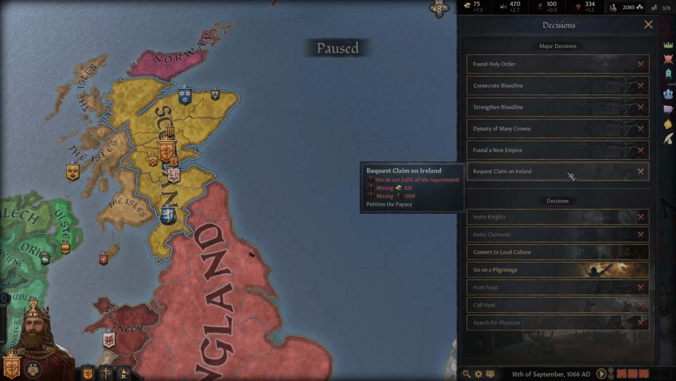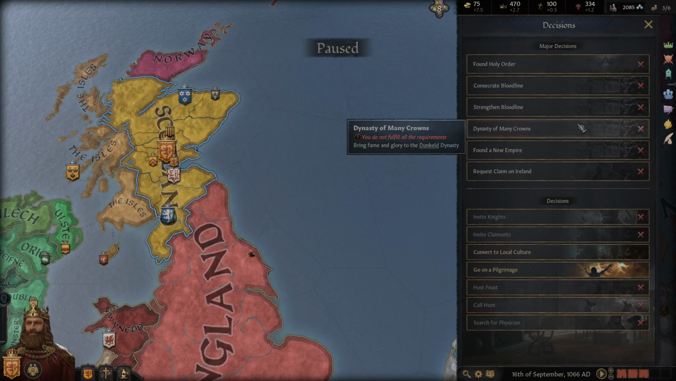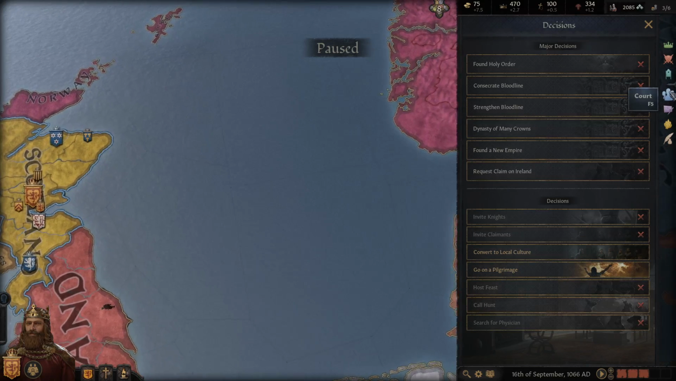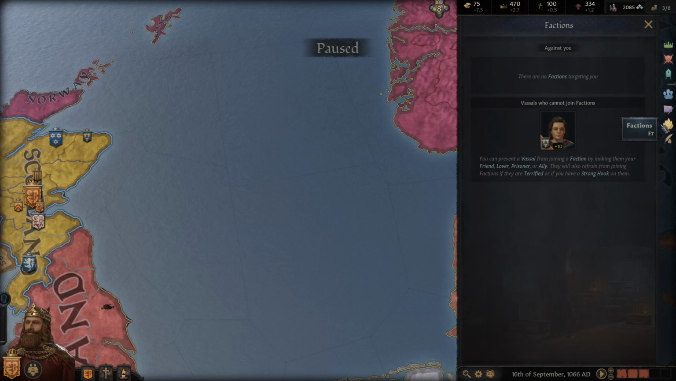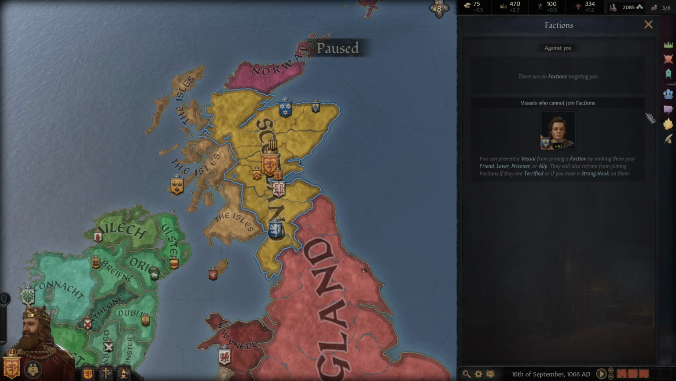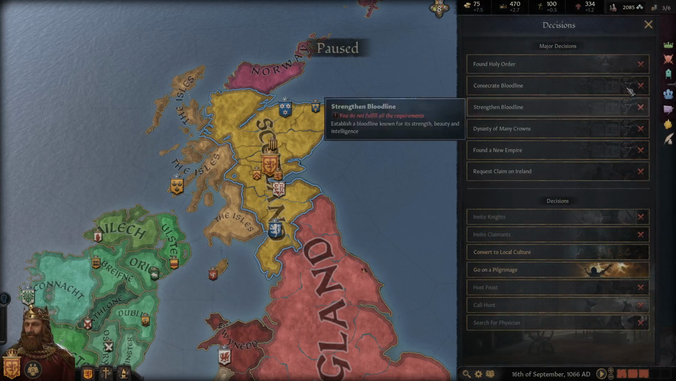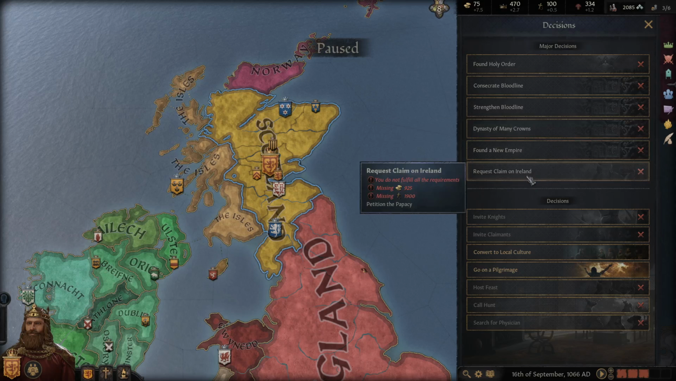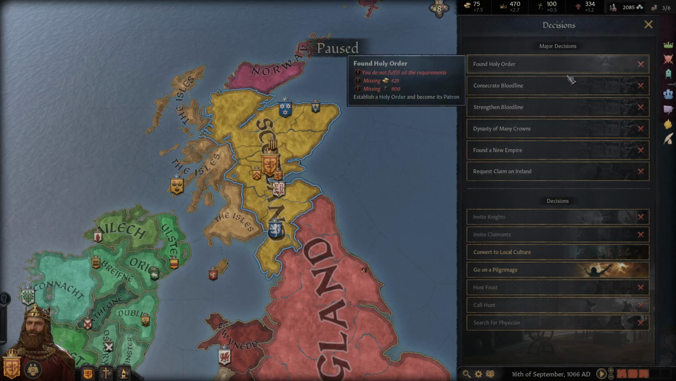Oh, I can request claims on Ireland. Dynasty of many crowns. But yeah, these are decisions, which is its own thing. I'll talk about that later. Okay, we've got factions. There's none right now, but we did just start. So the decisions, a lot of these are achievements you can get for passing some of these things, but they're just things that you can do when you fulfill certain requirements.